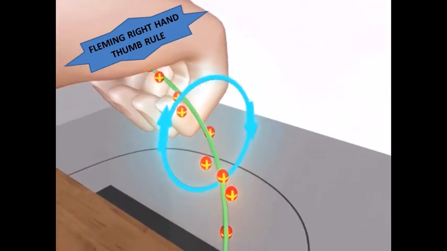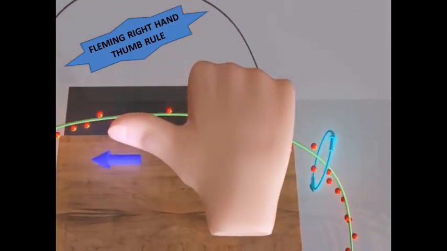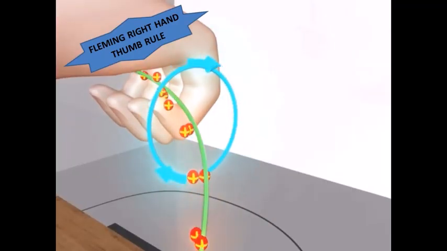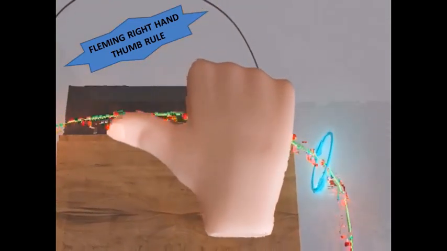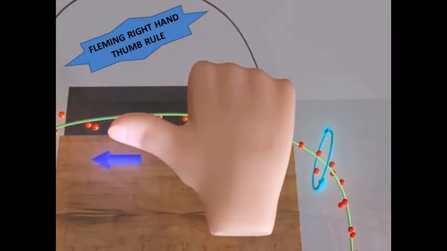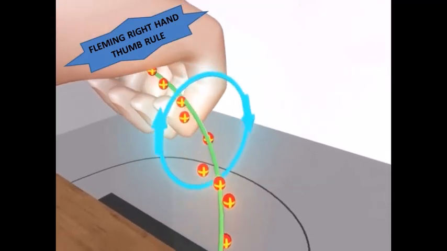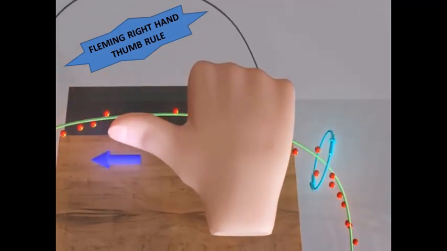Fleming's right hand thumb rule is much easier to understand. You just stretch your thumb and the 4 fingers perpendicular to each other and hold the thumb in the direction of current and curve your fingers around the current carrying wire. Then the direction in which the fingers are curved gives you the direction of magnetic field line, and of course thumb is pointing in the direction of the current.